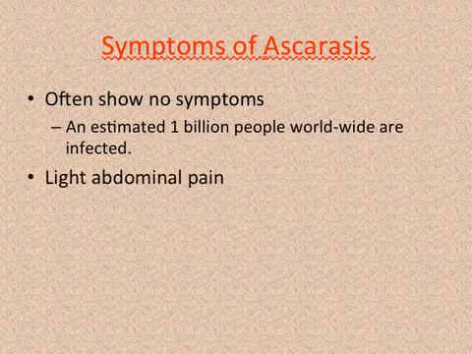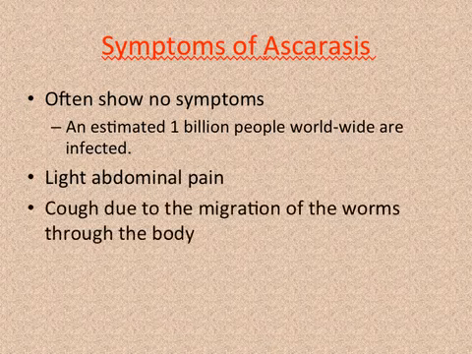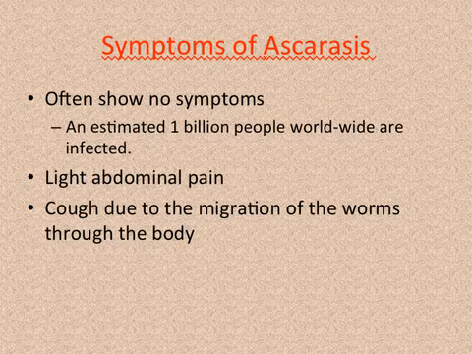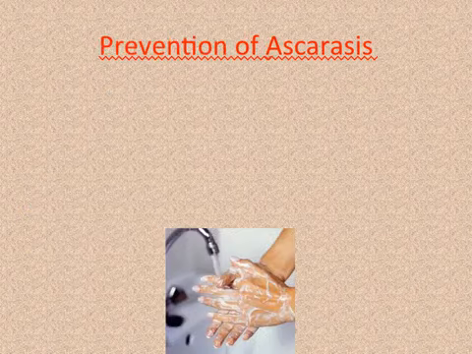People often have light abdominal pain. They have a cough due to the migration of the worms through the body. So when the worms move from the lungs up the throat, that causes a cough, and we cough them up and then we swallow them back down into our stomach. And intestinal blockage can also be a symptom.